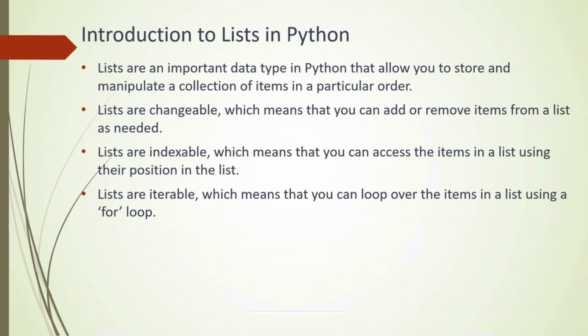Lists are a common data type in Python that allows you to store and manipulate a group of items in a specific order. Lists are mutable, meaning you can add or remove items from the list as needed. Lists have indices, which enables you to access items within the list by their position. Lists are iterable, which means you can loop through the items in a list using a for loop.